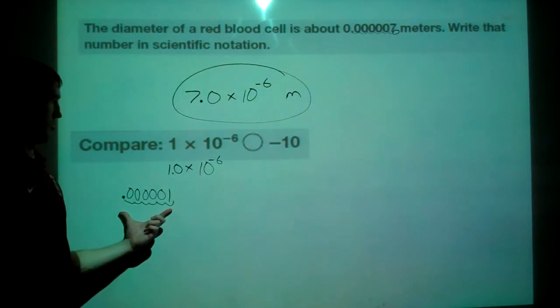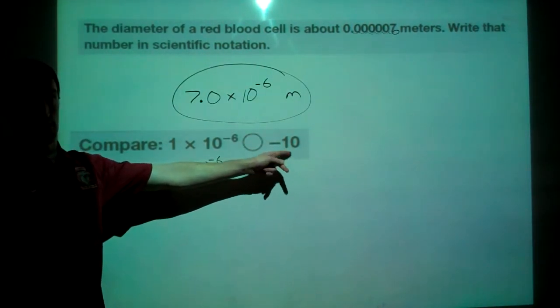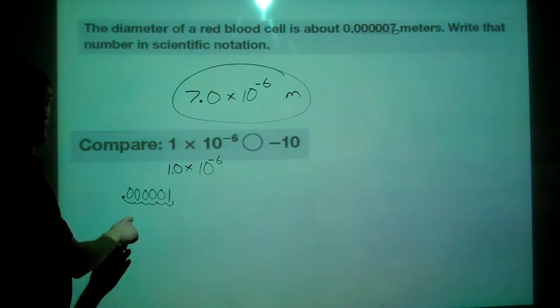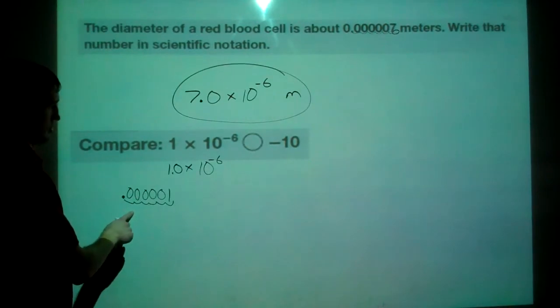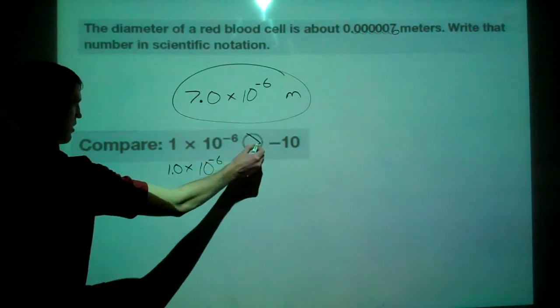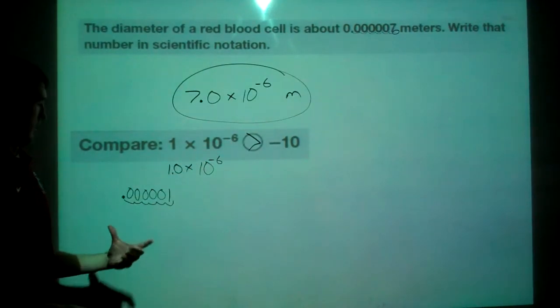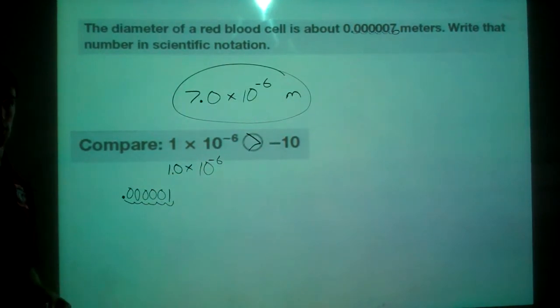This number is bigger than 0, this number is less than 0, okay? It is a very small number, yes, but it's bigger than 0, this one is not. So don't let this fool you. This doesn't mean you have a negative number, it just means you're moving your decimal to the left and you'll get a small number, okay?